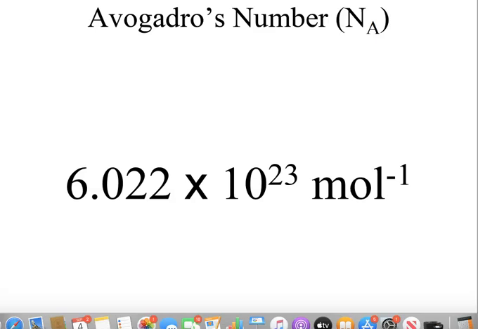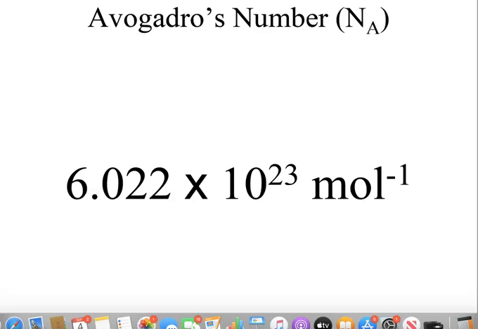6.022 times 10 to the 23rd. What? Per mole. That's the unit, per mole. Anything's per mole. Donuts per mole. Grains of sand per mole. Quarters per mole. So the unit is given as mole to the -1. So you might want to get used to seeing the units in this way.